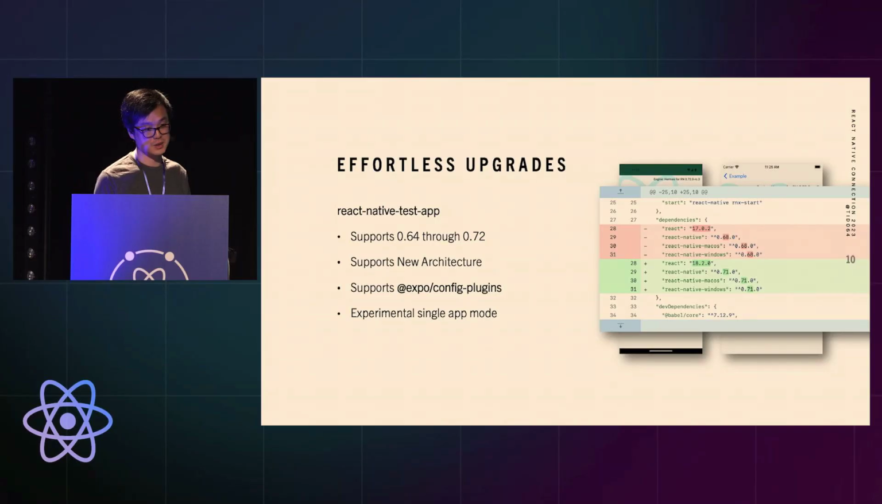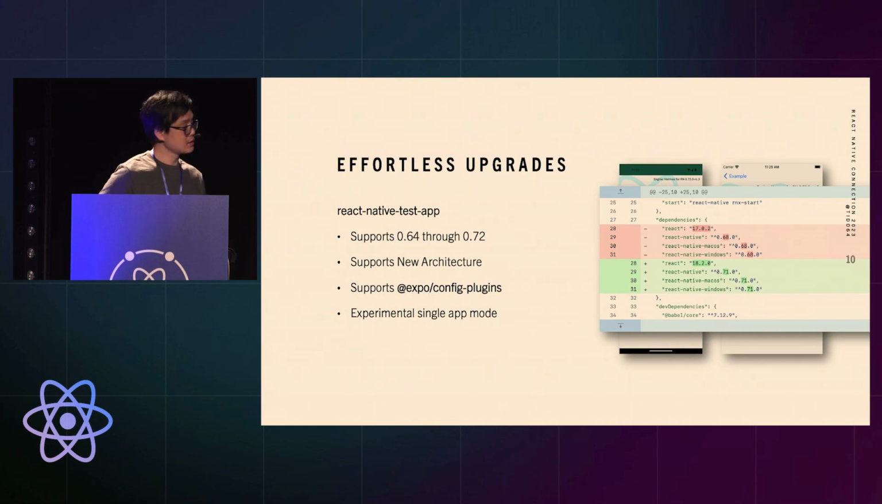Thank you. So over the past year, we've added support for 72, which means that now with the latest version, you can upgrade all the way up to 72 or downgrade all the way down to 64. We made it easier to enable new architecture. This is just a build flag, and then you don't have to deal with any boilerplate. Just turn on the flag, rebuild, and it's on. We have added support for Expo config plugins, and we even have an experimental app mode, meaning that sometime in the future, we're hoping that this will be the baseline for a React Native app.